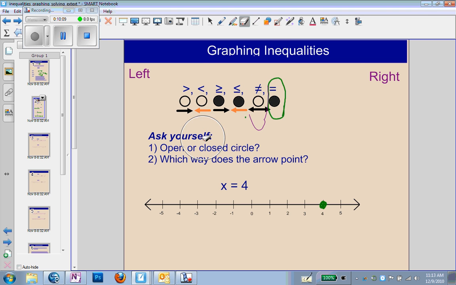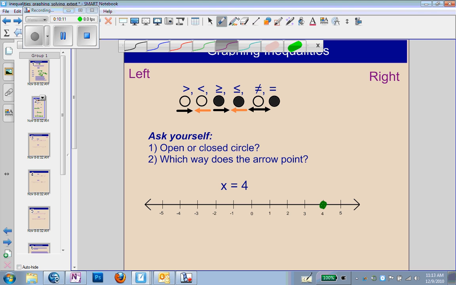If your inequality says greater than, you're going to be going in the greater than direction. If your inequality says less than, you'll be going in the less than or the small number direction. And if it says not equal to, it's going to be going in both directions except the number it's on. And if it says equal to, there's no line at all.